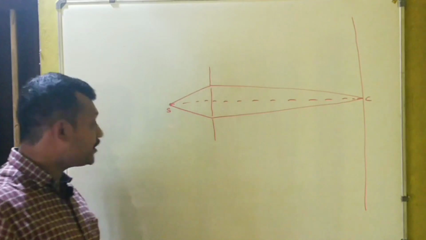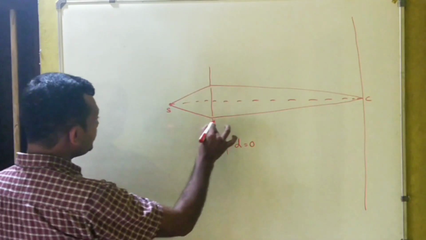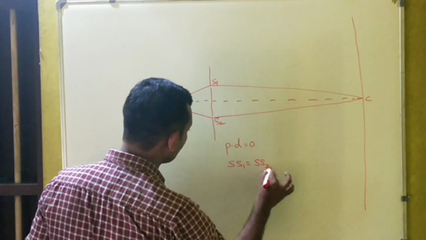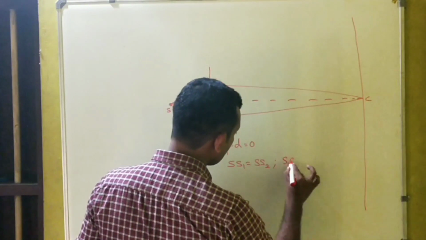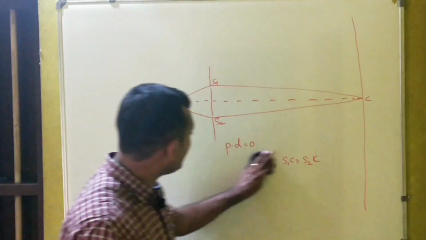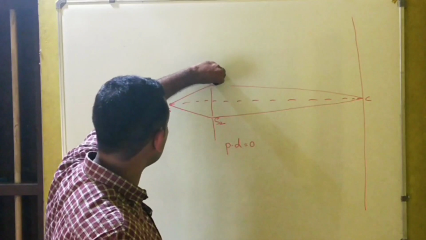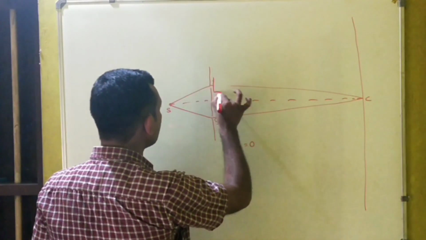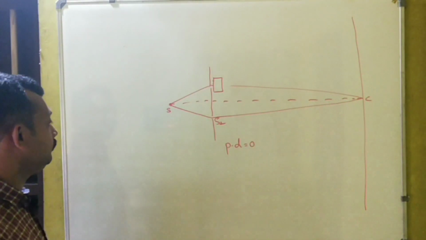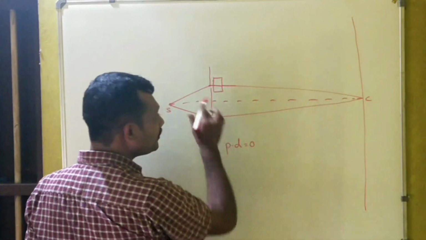As we have learned in the previous video, here the path difference is equal to 0, right? Why? Because this is S2, this is S1, and SS1 is equal to SS2 and S1C is equal to S2C. The question now arises: what happens if I place a transparent sheet in the path of one of the waves? So I'm going to keep a transparent sheet here.